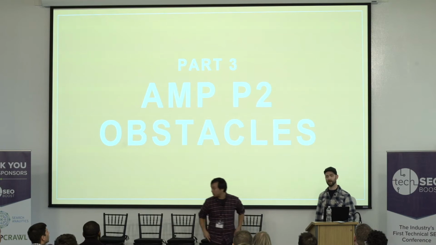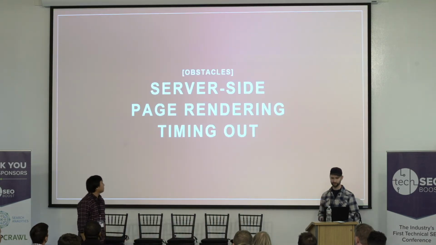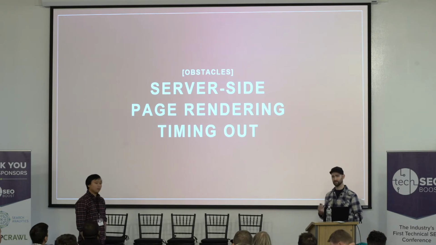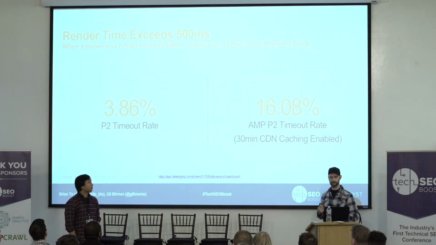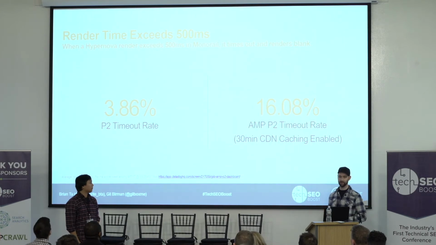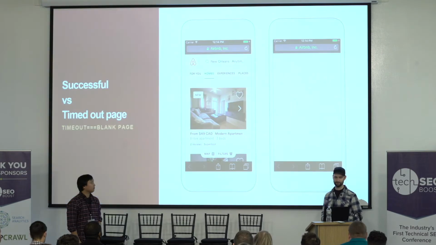So now we're going to talk about unforeseen problems that we ran into along the way. The first big one, this is one of our biggest problems, and it hasn't been fully solved, is server-side rendering timing out. Our P2, our canonical page, times out under 4% of the time, but our AMP page was timing out 4 to 5 times as often.